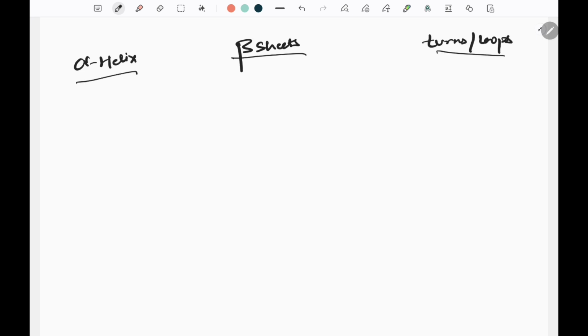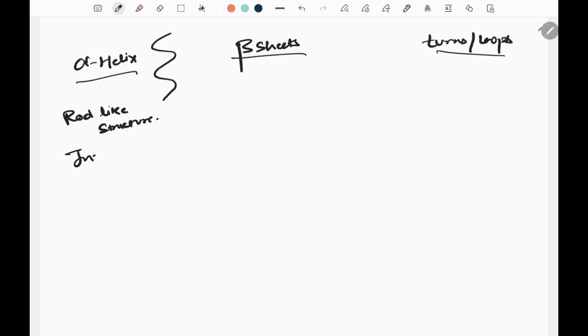So in today's video we'll be discussing the alpha helix, beta sheets, as well as turns or loops. So number one is the alpha helix. If you know about the DNA helix structure, it is the same sort of structure, but in the case of the protein, right? So it is a rod-like structure.